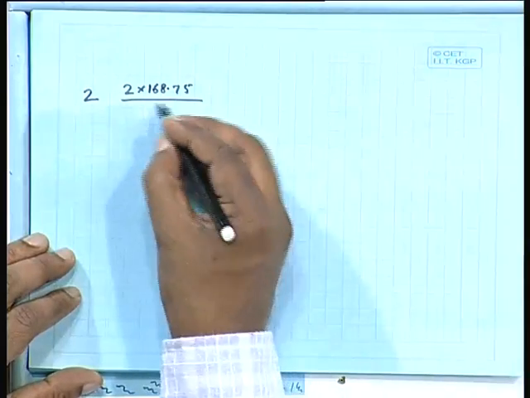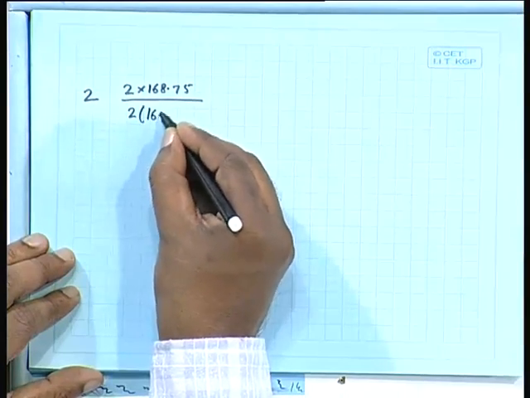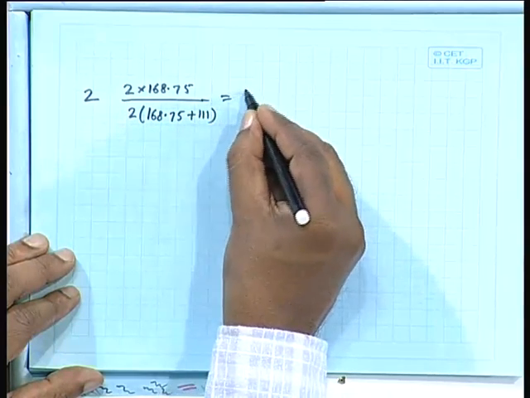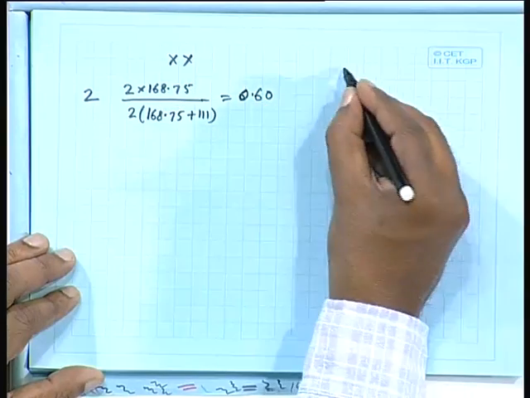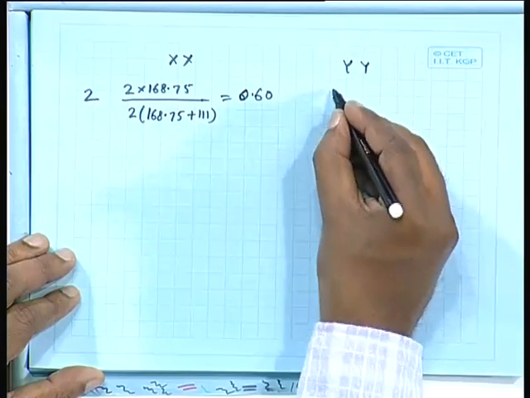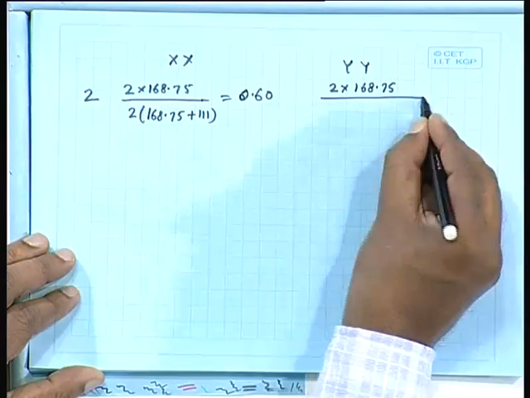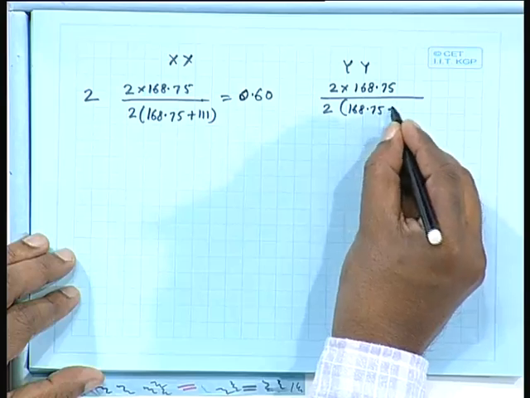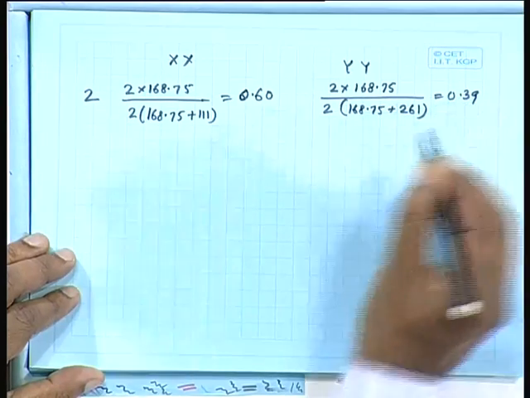Number 2, 2 into 168.75 divided by 168.75 plus 111, it will be the same, that is 0.60, that is XX. Similarly, for YY, 2 into 168.75 divided by 168.75 plus 261 equal to 0.39.